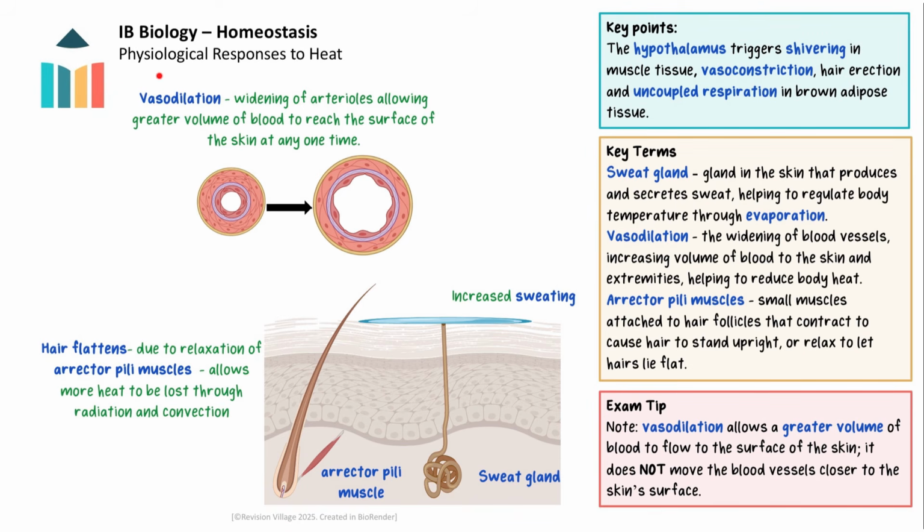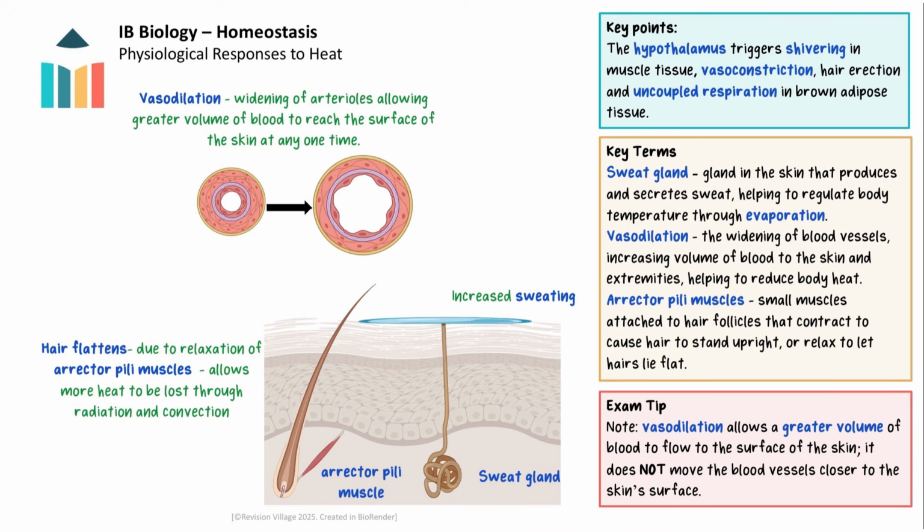When the body becomes too hot, the hypothalamus activates cooling responses. One of the most important is sweating. Sweat glands in the skin secrete sweat onto the surface, and as it evaporates, it removes heat from the body. Evaporation is highly effective because it uses the body's latent heat of vaporization, cooling both the skin and the blood beneath it.